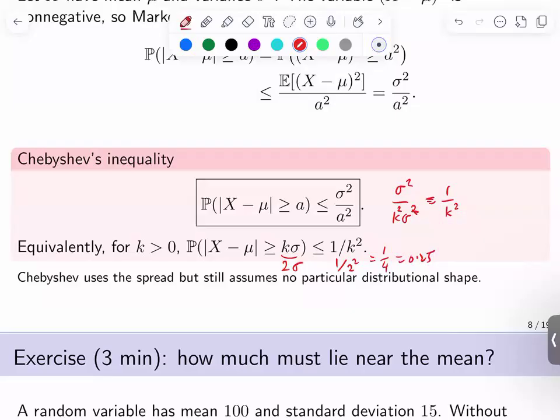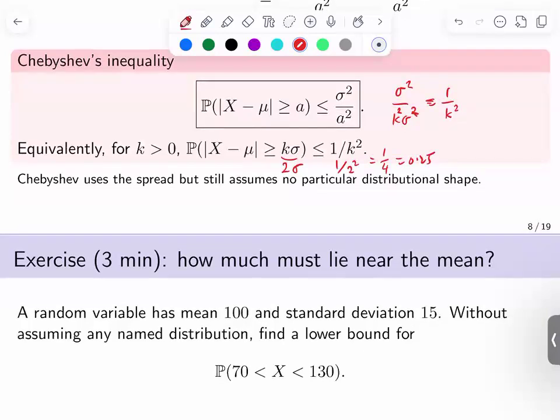So this is saying that 75% of the time, you are within minus 2 sigma and 2 sigma of the mean. This is for a general distribution, but for normal, for example, you get like 95% chance of being within 2 sigma of the mean. Okay, but this Chebyshev is general. So there are distributions for which this is tight as well.